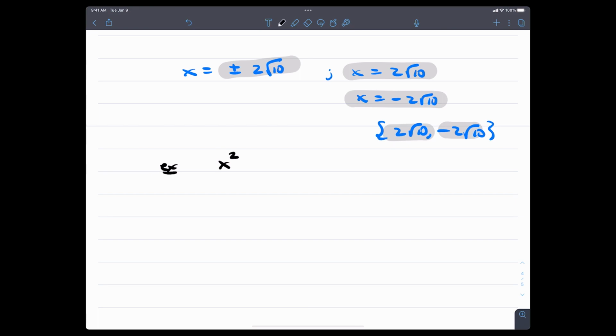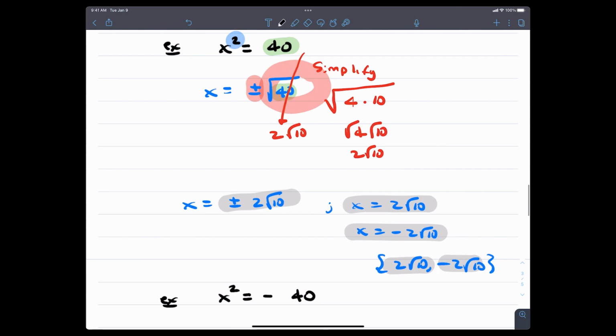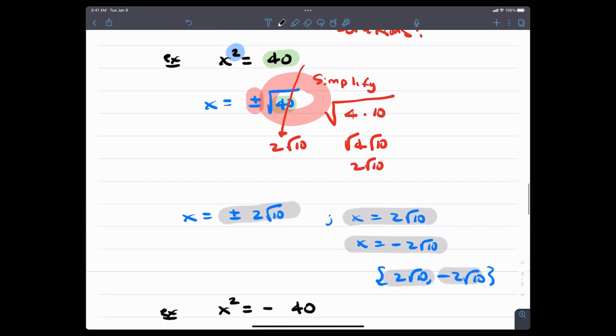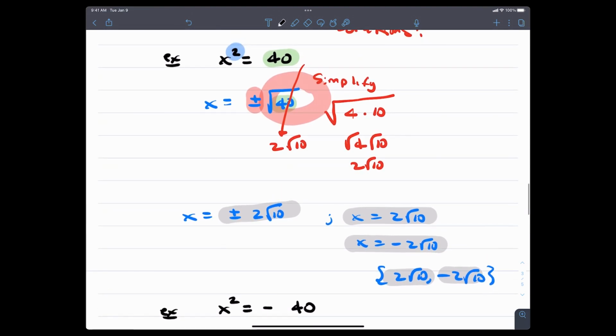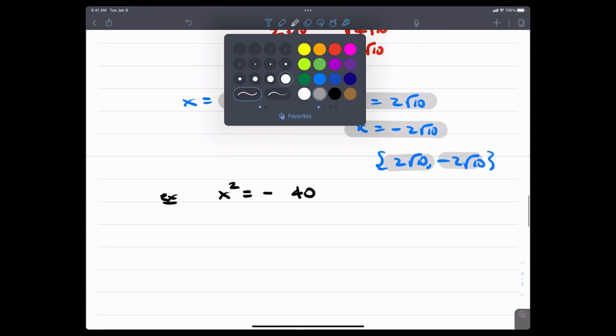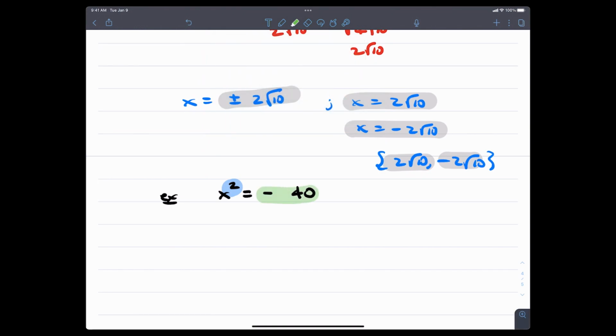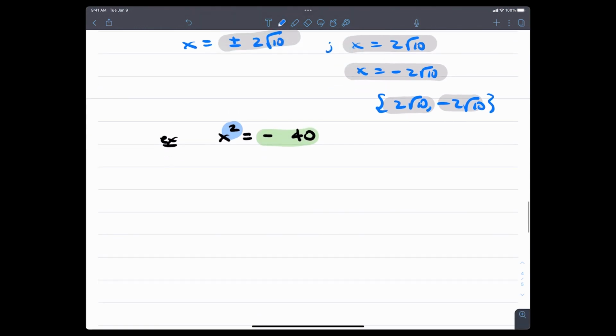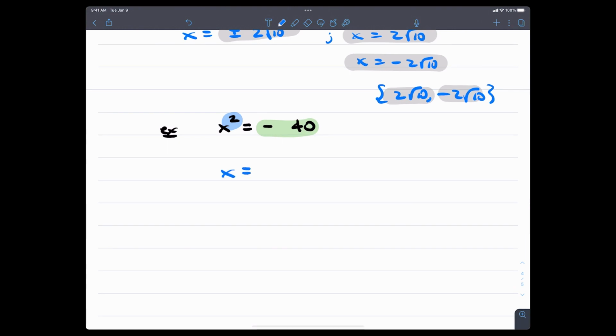Another example. X squared is negative what? 40. So compare and contrast, right? You did x squared as positive 40, and now this is x squared as what? Negative 40. So notice this. X squared, yes, it's equal to a number. It's negative 40. All right. So we're going to say now x is going to be now what? Plus or minus square root of negative 40. So, okay, here we go. Plus or minus.